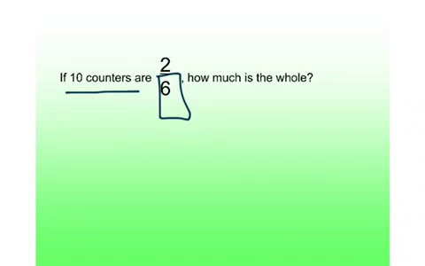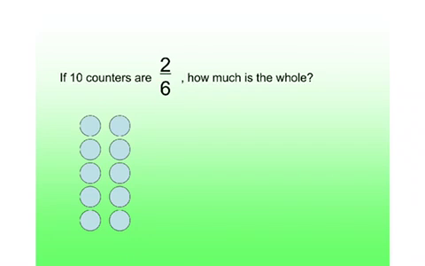So if we had 1, 2, 3, 4, 5, 6, 7, 8, 9. I'm going to put my 10 up there, get it straight again. So that is 2/6 of it, right? They're saying that 10 counters is 2/6 of the whole. So if 10 counters are 2/6 of the whole, let's count these. 1, 2, 3, 4, 5, 6, 7, 8, 9, 10.